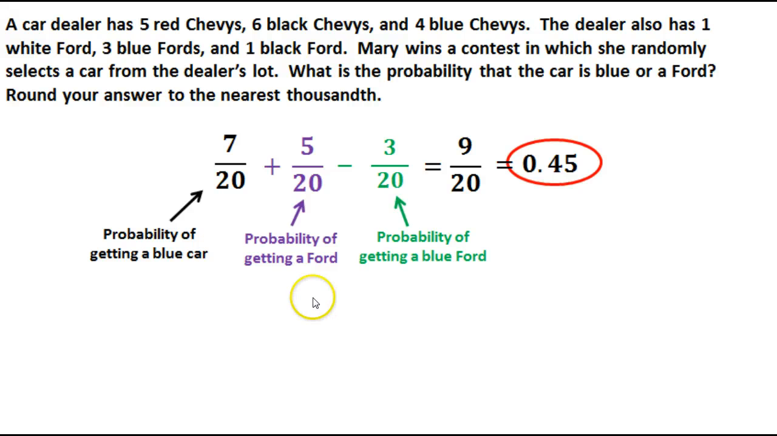So the biggest thing here is we've got to determine the probability of each one individually. Then we can add those two together. Look to see if there are any duplicates. If there is a duplicate, then we have to subtract that out. In this case, the duplicates were the blue cars that were Fords as well.